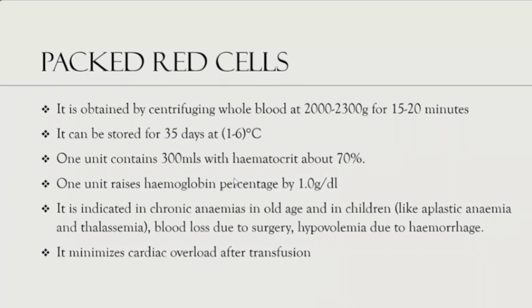One unit of blood contains 300 mL with hematocrit of about 70%. One unit raises the hemoglobin by 1 gram per deciliter. So these packed red blood cells are indicated in chronic anemias, for example, in old age and in children, like the aplastic anemia and also the thalassemias. It's also indicated for blood loss during surgery, and is also indicated in hypovolemia due to hemorrhage.